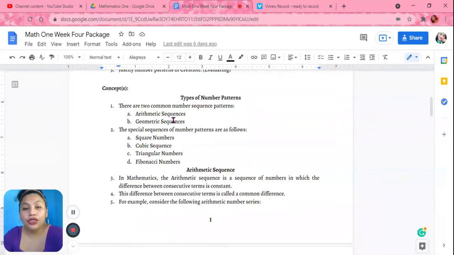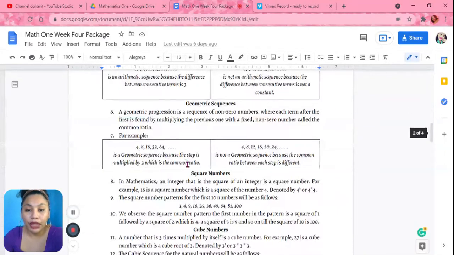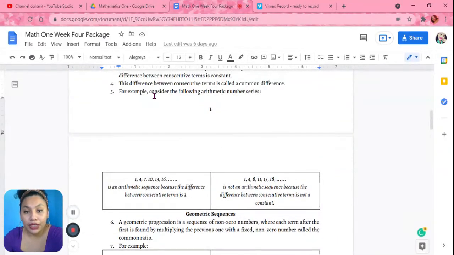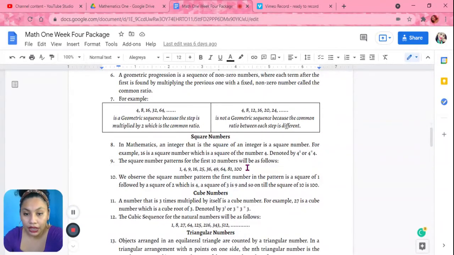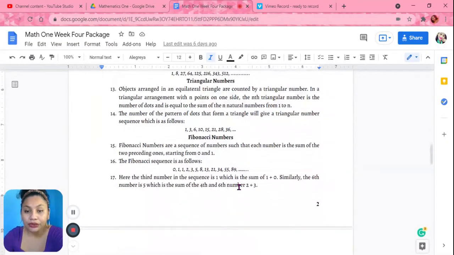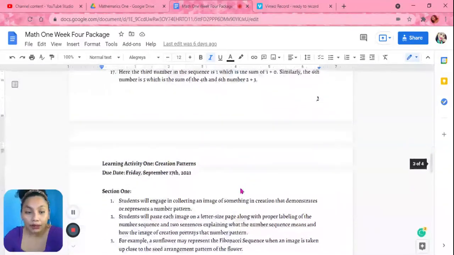I give you a short definition of what an arithmetic sequence is and what a geometric sequence is, for the common number patterns. For the special number patterns, I also give you the definitions for square numbers, cubic sequence, triangle numbers, and Fibonacci numbers. As you can see, it gives you the definition and then an example, and that goes for all of them.